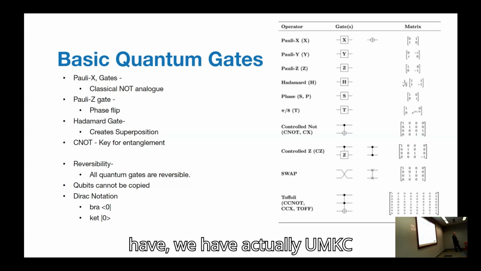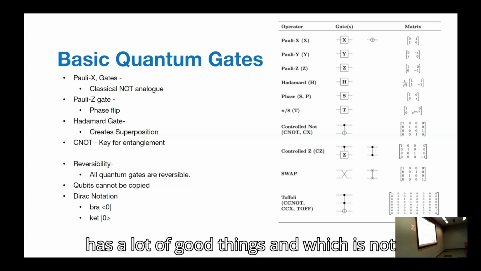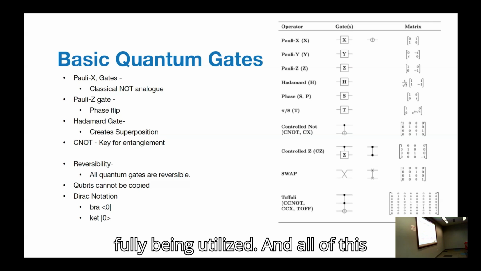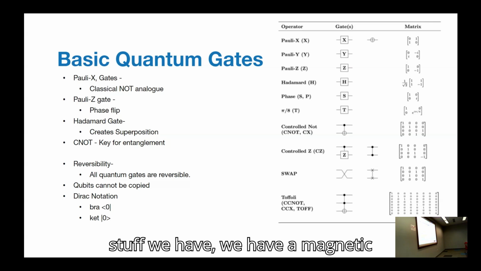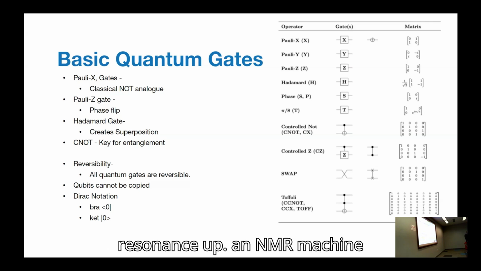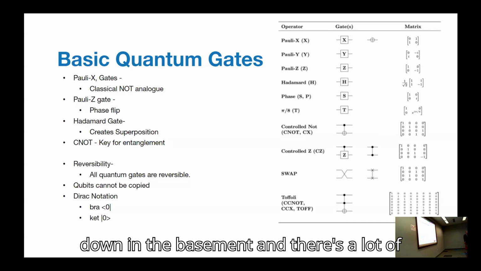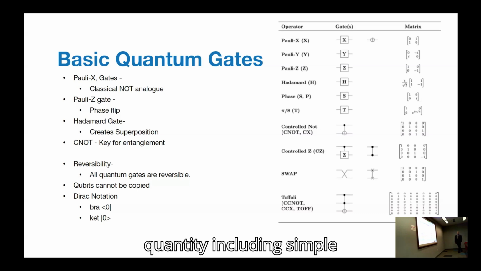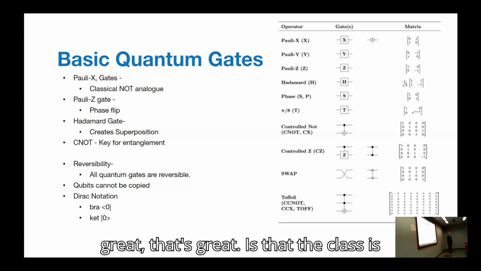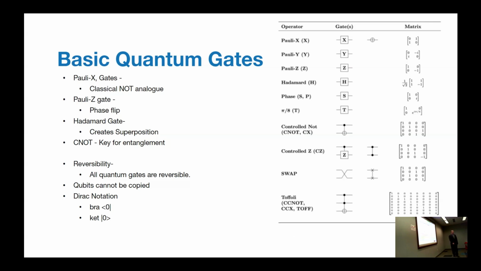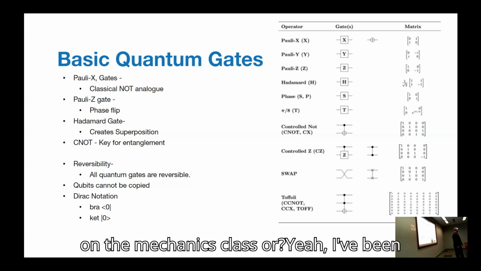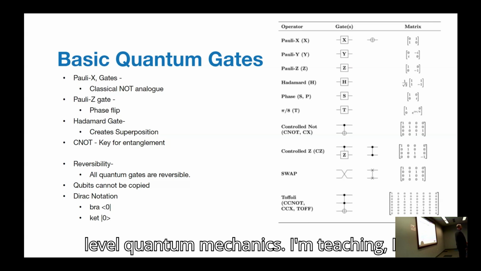Yeah. Also, UMTC has a lot of good things, which is not fully being utilized. Like we have a magnetic resonance, an NMR machine down in the basement, and there's a lot of quantum computing, simple experiments and stuff. Oh, that's good. That's great. So the class is a quantum mechanics class? Yeah, I've been teaching graduate level quantum mechanics.